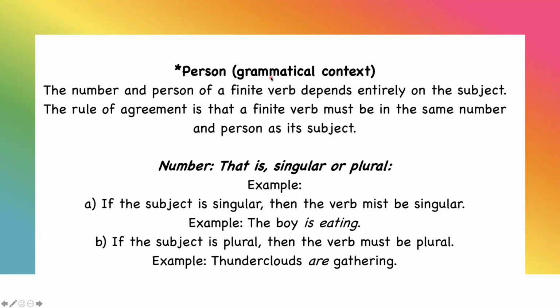Person, from a grammatical point of view. The number and person of a finite verb depends entirely on the subject. The rule of agreement is that a finite verb must be in the same number and person as its subject. That is, singular or plural. If the subject is singular, the verb must be singular. Example, the boy is eating. If the subject is plural, then the verb must be plural. Thunderclouds are gathering.